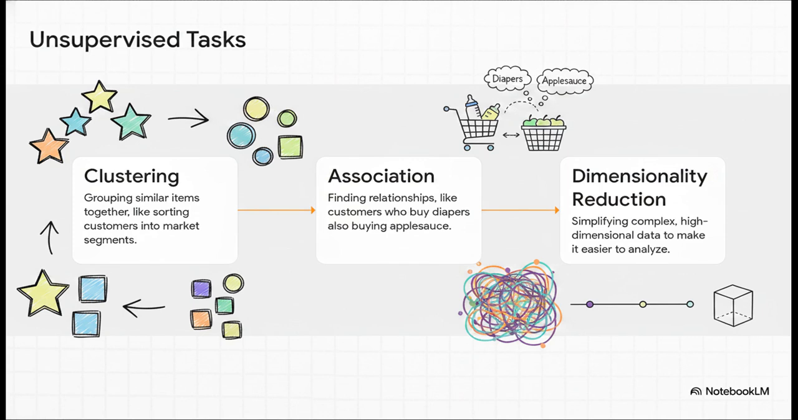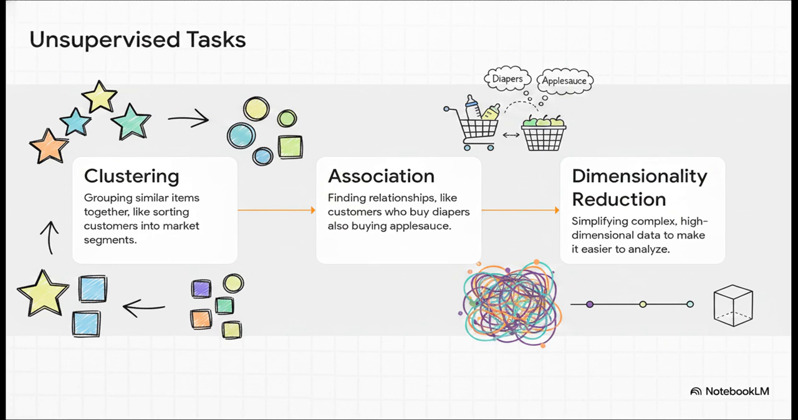First is clustering, which is just grouping similar things together. Think of it like finding natural groups in your customer base. Then there's association, where it finds these weird hidden relationships. The classic story about a store finding out that people who buy diapers are also very likely to buy applesauce. And finally, there's dimensionality reduction, which is just a fancy way of saying it simplifies super complex data so we can actually understand it.